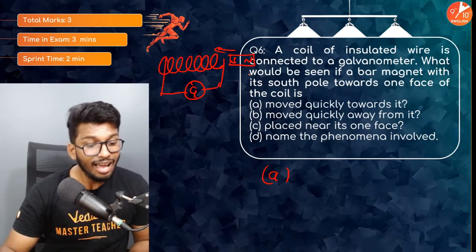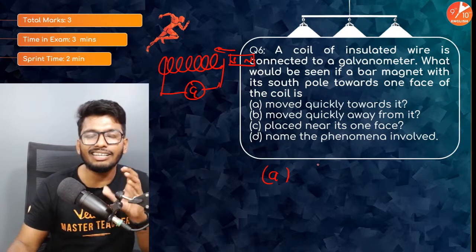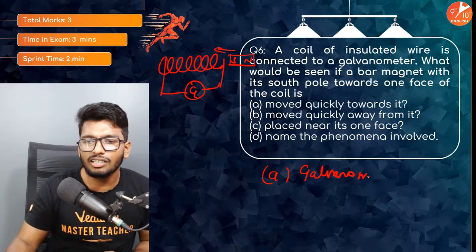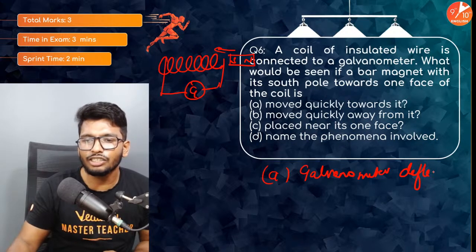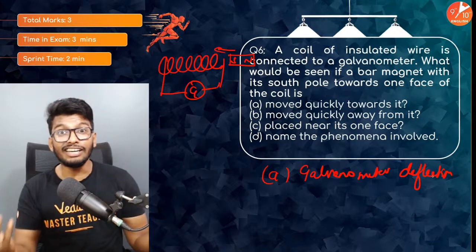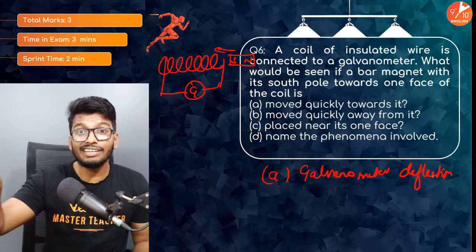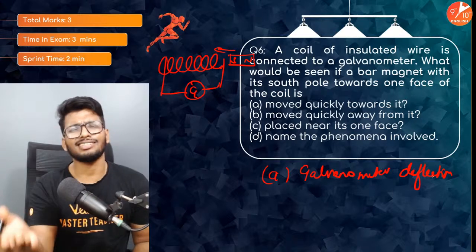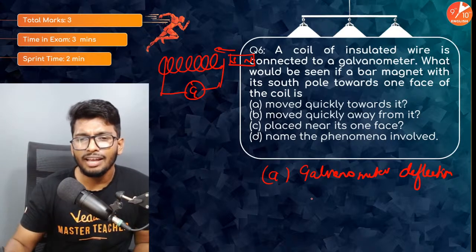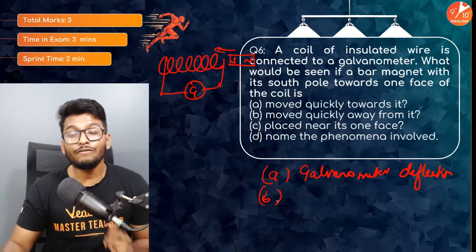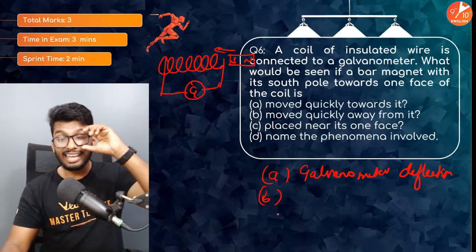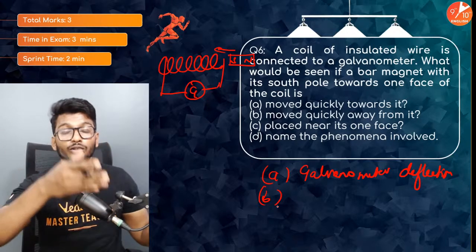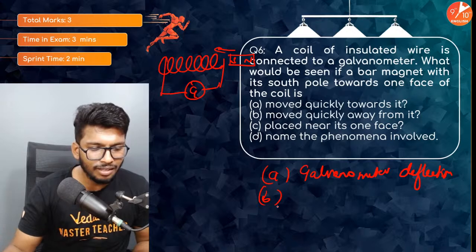Exactly, there's a current induced in the coil, which means that the galvanometer will have a deflection because there's a current induced. There's a change in magnetic field, and if there's a change in magnetic field, there will be current induced. That's exactly what happens over here. Simple. Second question is, if you move the magnet again away from the coil this time, as quickly as you did before, what would happen this time?